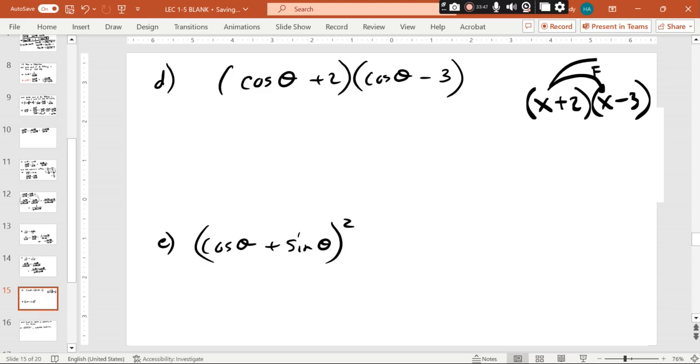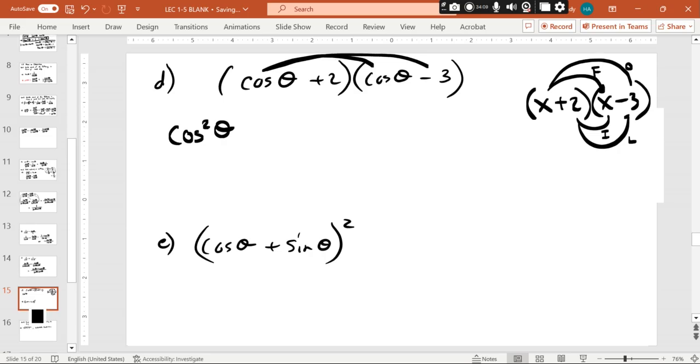Multiply the first ones out, multiply the outside ones, multiply the insides, and then multiply the last ones. Perfect, that's exactly what we do here. So here it is, cosine theta times cosine theta is cosine squared theta. And outside ones here, cosine theta times -3. Whoa, that's interesting. The inside ones would make us 2 cosine theta. And the last ones here, 2 times -3 is -6.